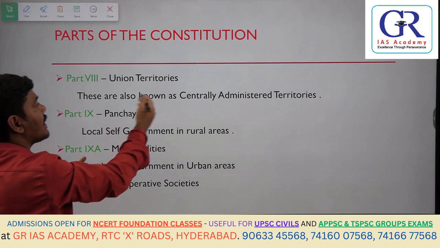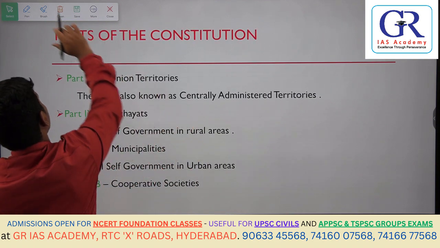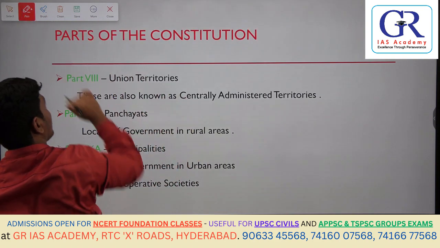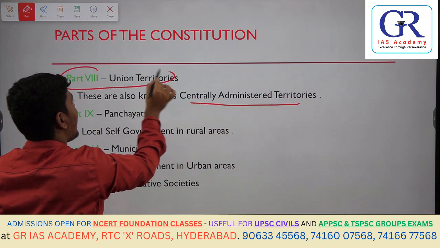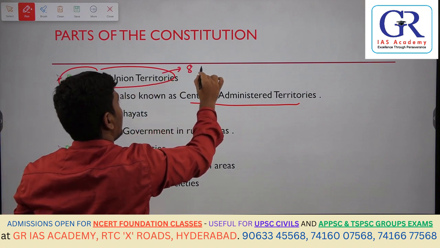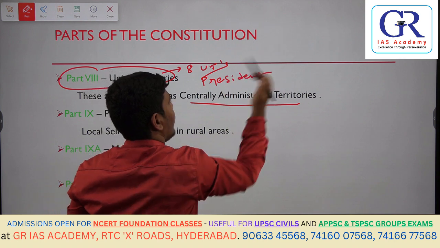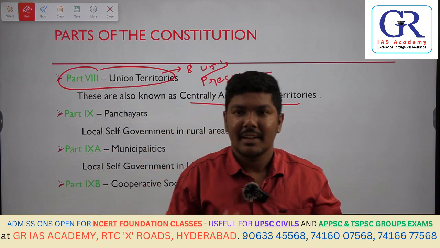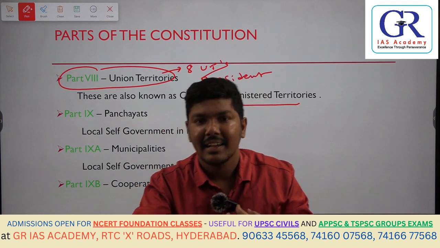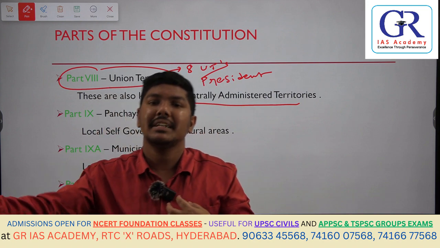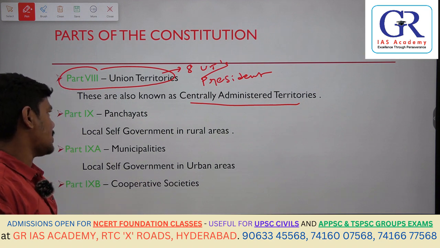These are directly administered by the center, and that's the reason we call them centrally administered territories. This is mentioned in part 8 of the Constitution, and we have 8 union territories. It is the President of India who will administer these territories by appointing his agent there. That agent can be called a Lieutenant Governor, or an administrator, etc. We will discuss all those 8 union territories later.